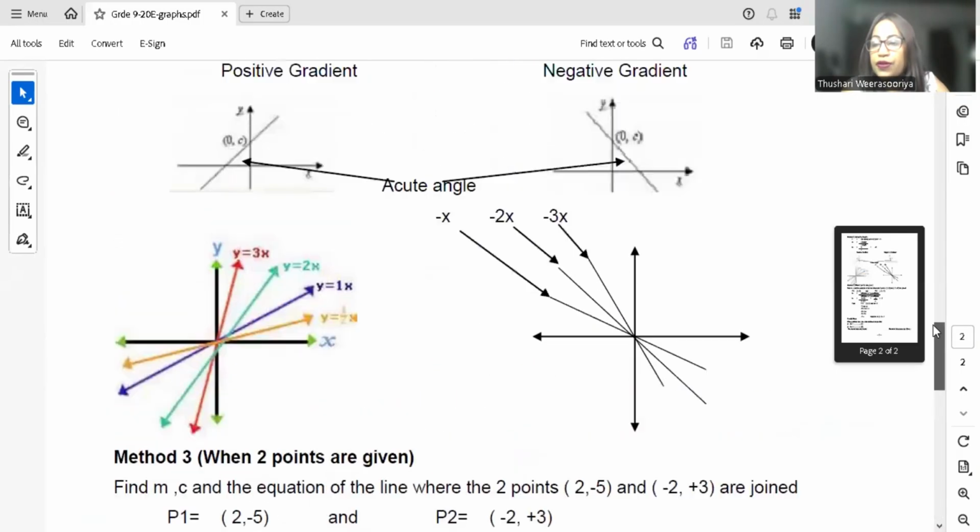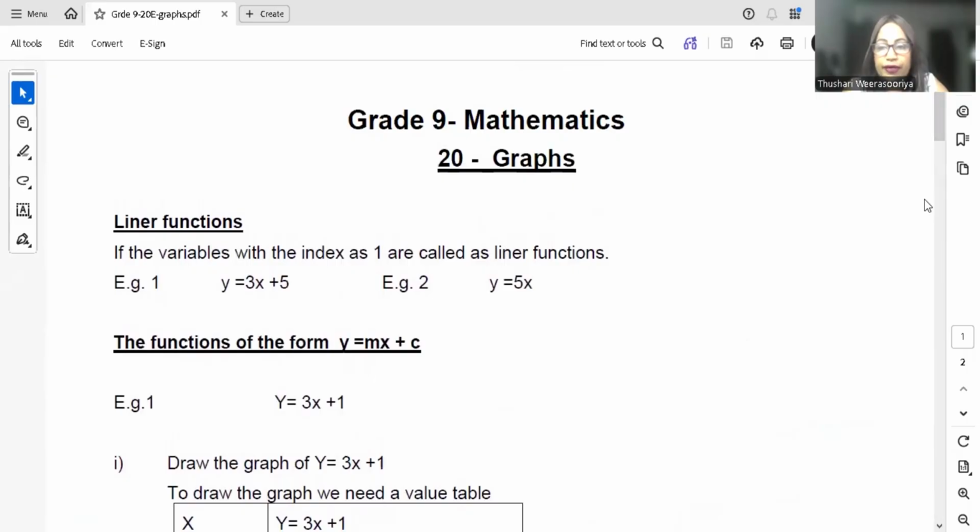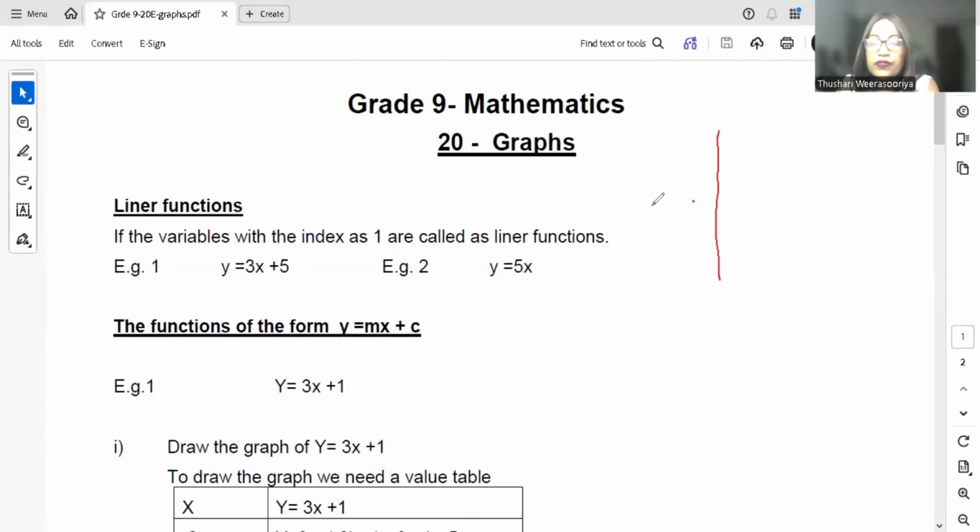Today I'm going to do the grade 9 English medium graphs. When it comes to graphs, we have a lot of types of graphs. In grade 9, we are doing straight line graphs. A lot of types means now this is the Cartesian plane, X and this is Y. On that, we can draw straight line graphs. These type of graphs are called straight line.